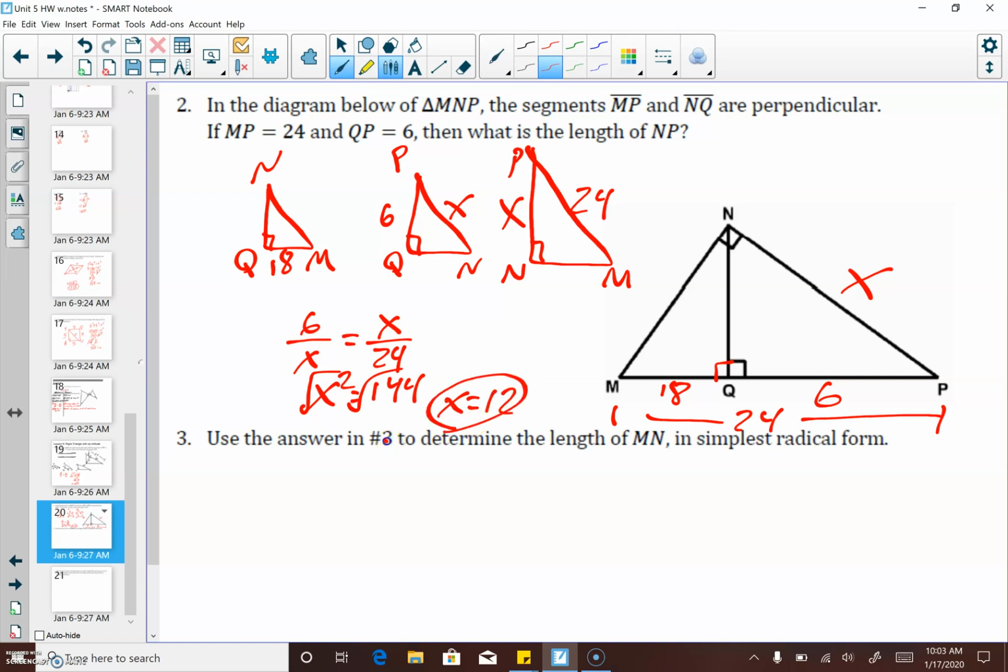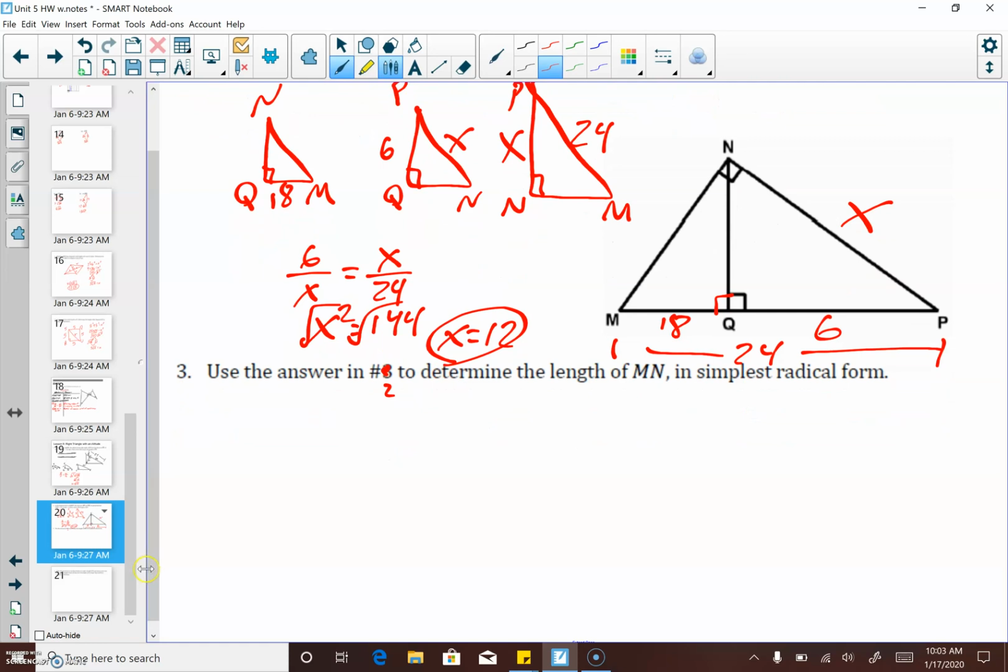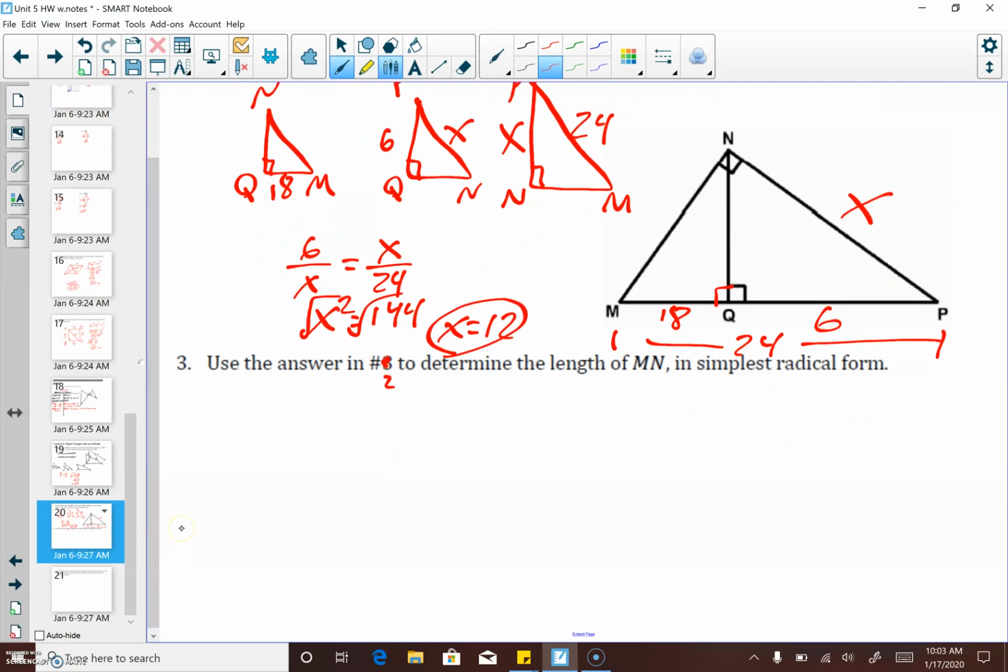So now it wants us to use the answer in number 2 to determine the length of MN in simplest radical form. Now, you could just put a new letter on MN, and you could try to create a proportion to solve. But if you did that, you would notice that there is no corresponding side with that 18. So you'd have to do a little bit of work.